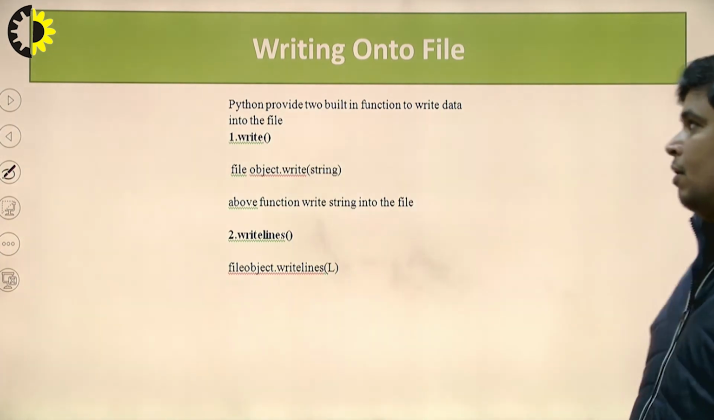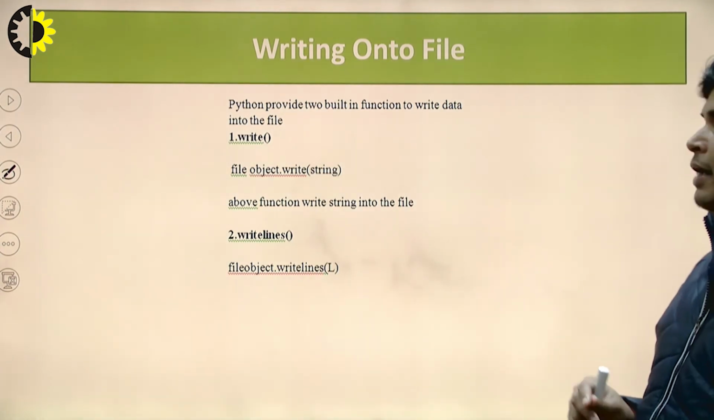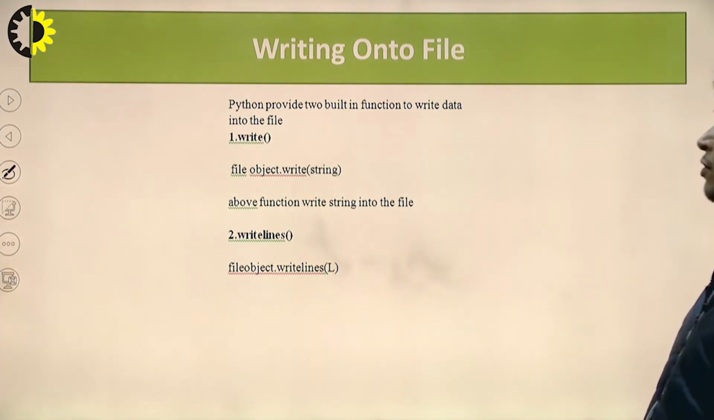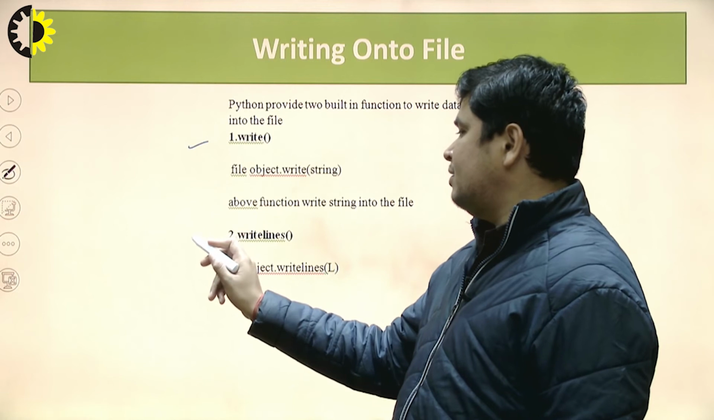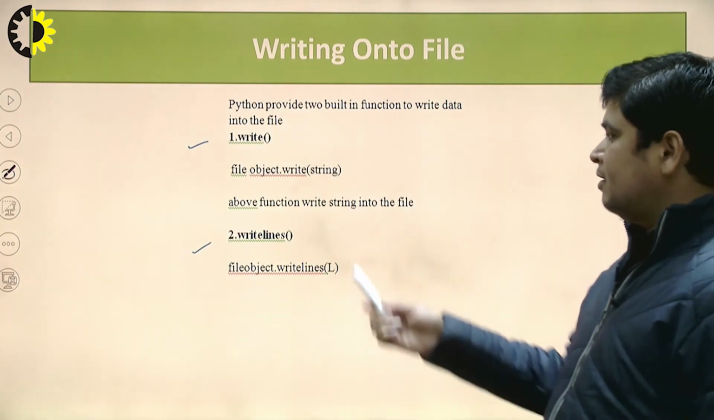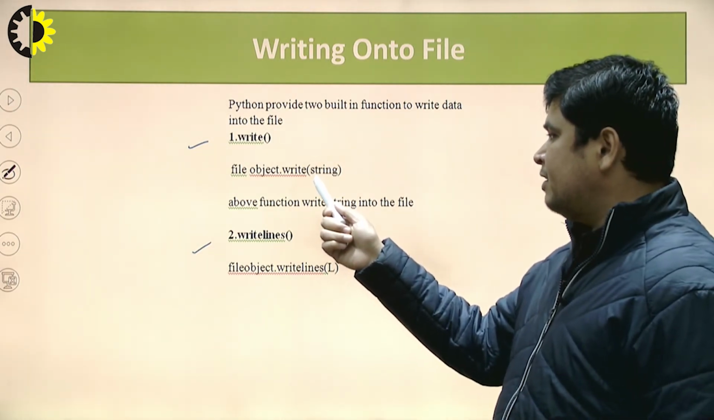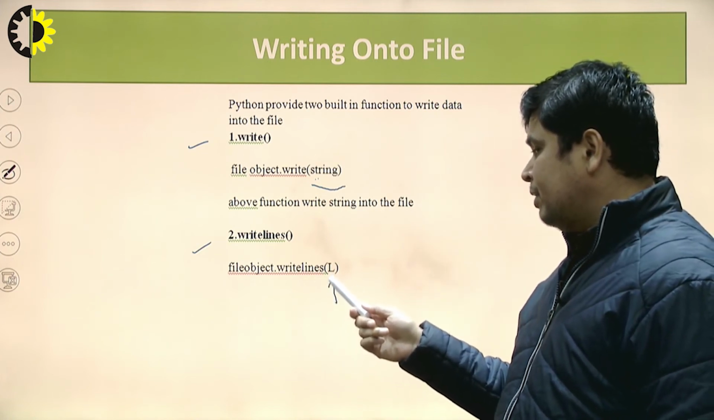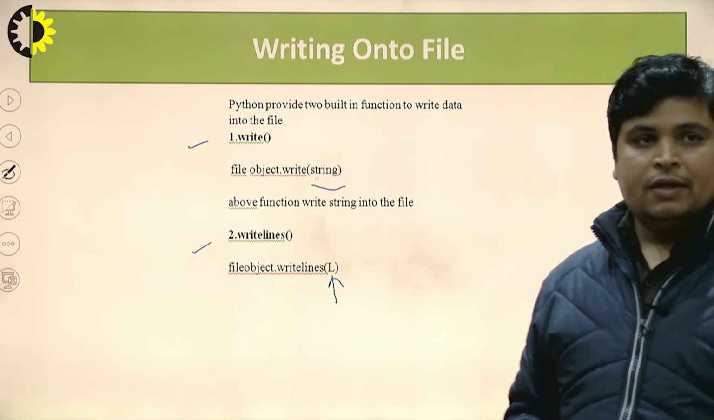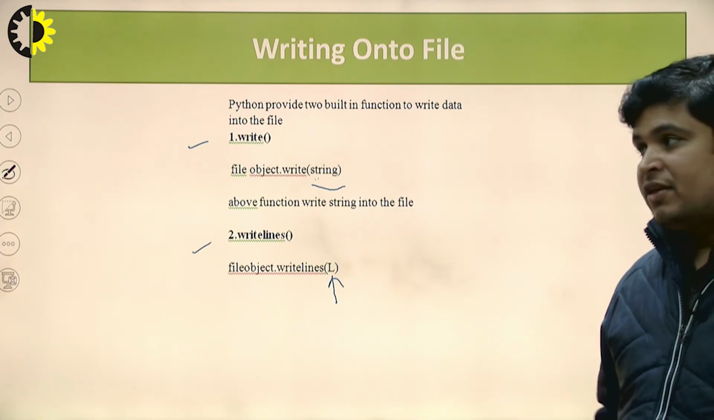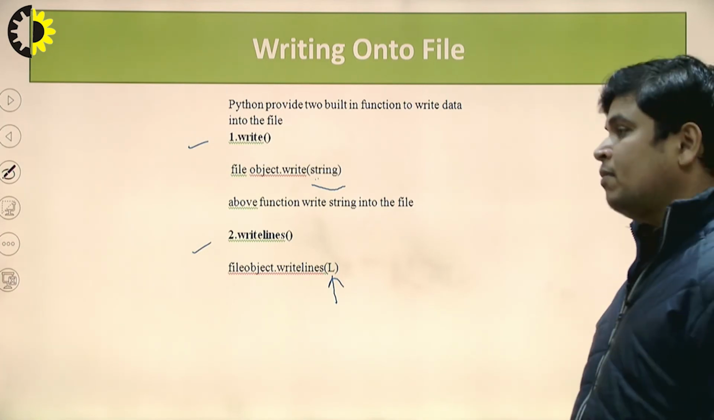Now I am going to the next topic, writing onto the file. Basically Python provides two built-in functions to write data into the file. First one is write and second one is writelines. Okay, so you will see here the syntax. The write function takes the argument as a string and the writelines function takes the argument in the form of a list. So we can write the data inside the file in the form of a string as well as in the form of a list.